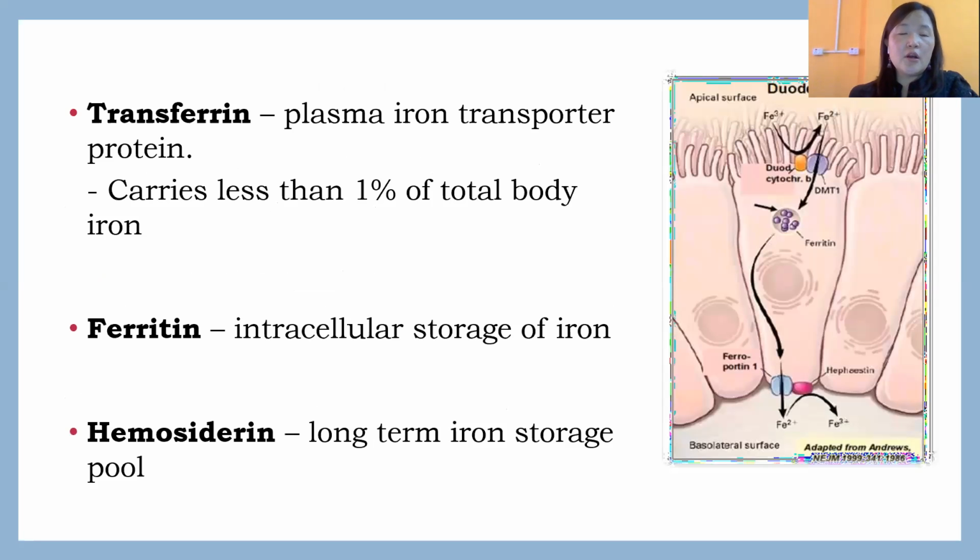As we talk about transferrin, I have told you before, transferrins are a form of glycoprotein which help in transportation of iron from one place to another. It carries less than 1% of total body iron. And ferritin and hemosiderin, I told you, are the storage forms of iron, which are usually stored in the liver, spleen, and other areas.